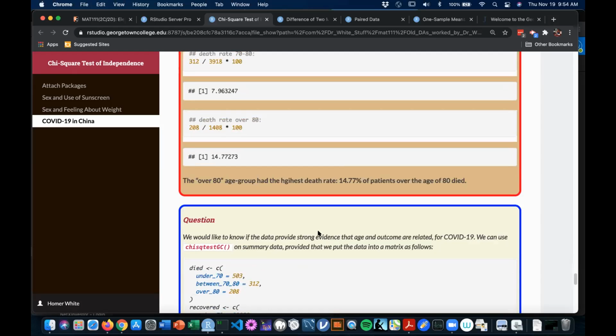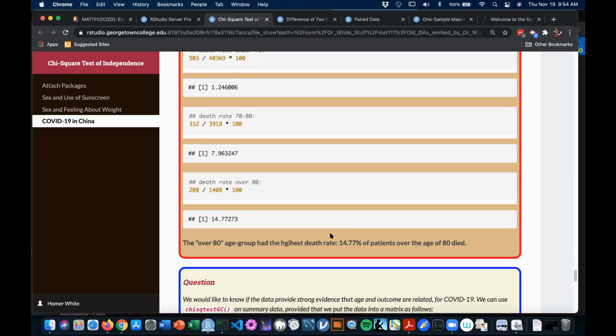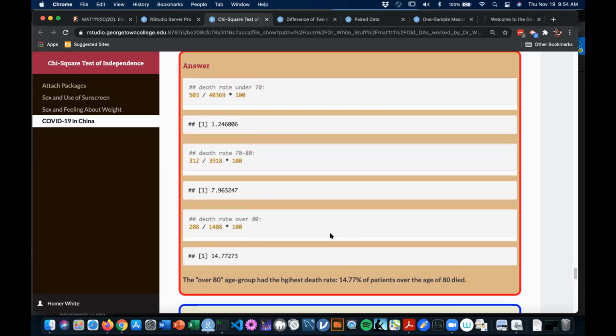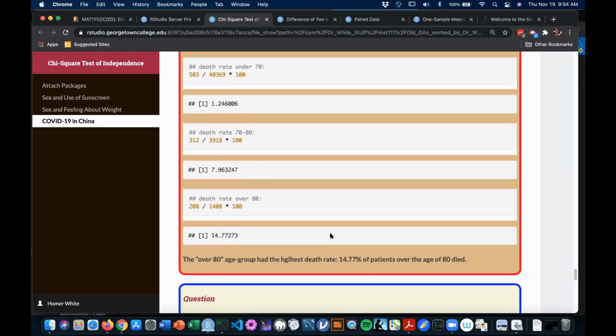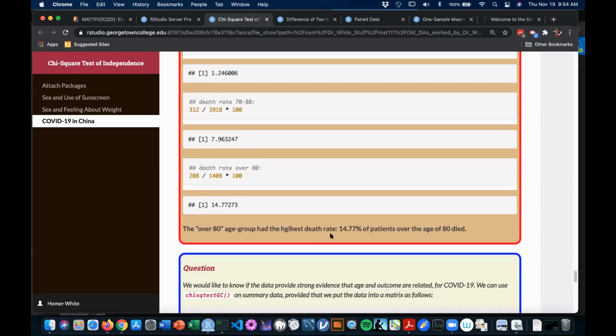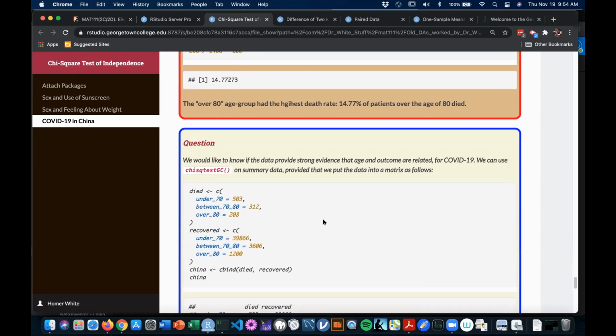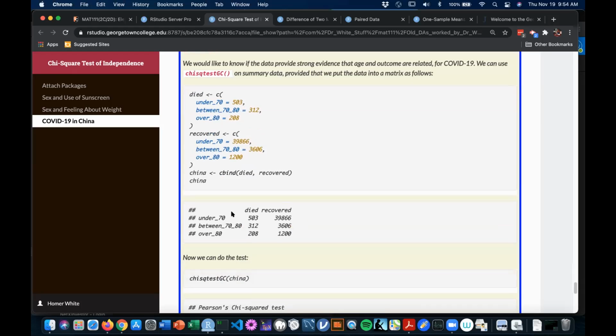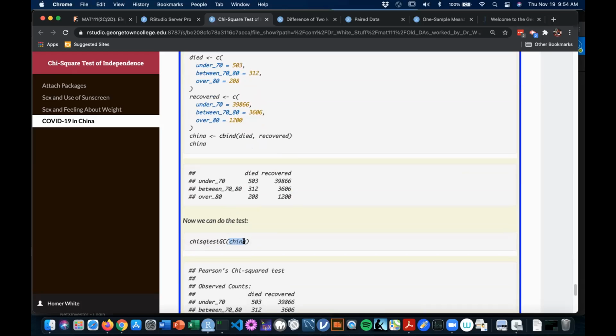Anyway, just looking at this time, you have this question: at this time in China, was there a relationship out there in the population, not just in the people that got put into this study here, between age group and outcome? Well, this time, since it's summary data, you have to use some R in a fancy way to construct the little table that you can feed into chi-square test GC.